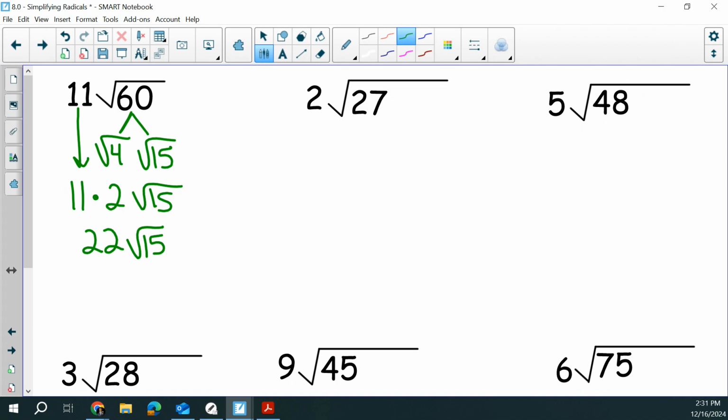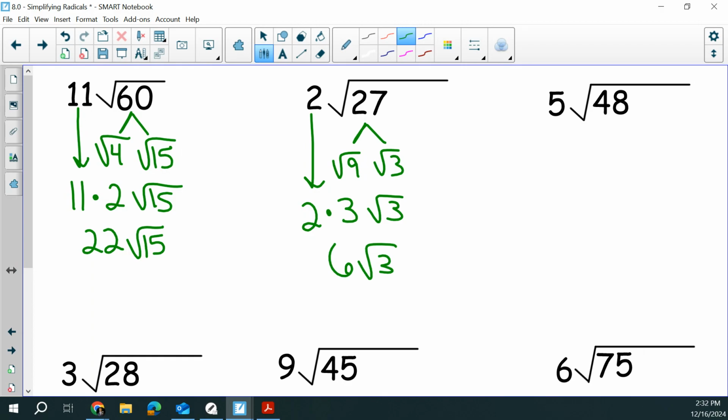If I break apart the 27 using a perfect square, I know that 27 is 9 times 3. So this is the square root of 9 times the square root of 3. So that would turn into 3 square root 3. Just going to bring the 2 down in the front, and I'm going to multiply the 2 numbers on the outside now to get my final answer. And now we get 6 square root 3.